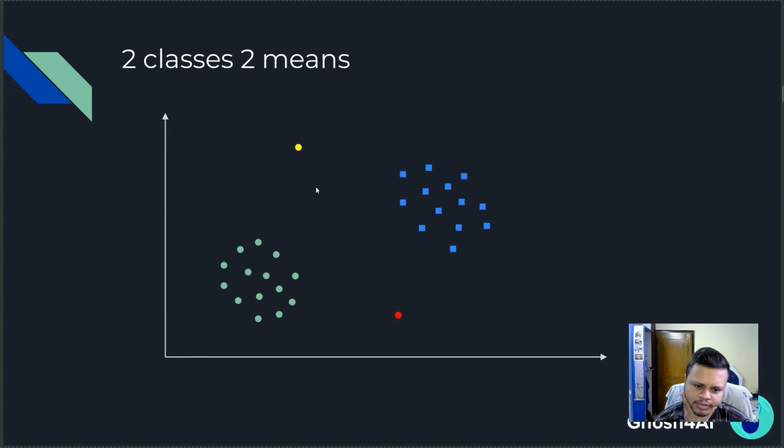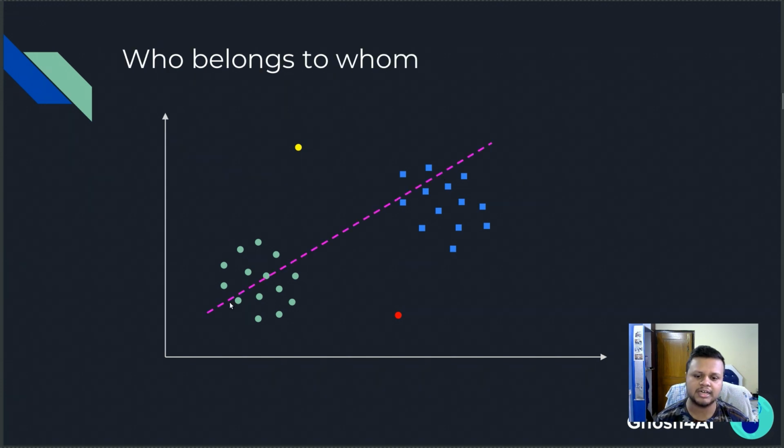If both captains say that the players nearest to them belong to them, then they are drawing an imaginary separation line in the sample space which divides the groups of players into 2 parts. So the yellow captain will have, say, 2 samples from this blue cluster and around 7 samples from this green cluster, and the red captain will also have something similar.